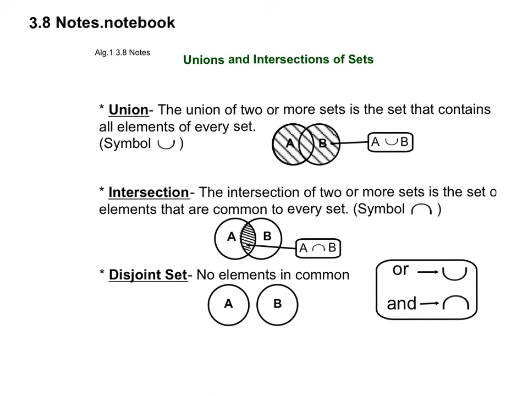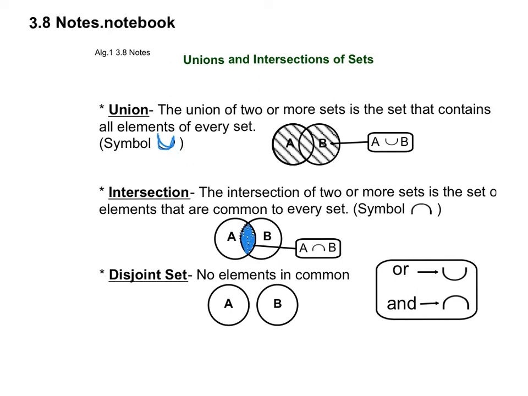The union of two or more sets is the set that contains all elements of every set, and we notate that by this U-shaped symbol right here. That's what we're talking about. And the intersection of two or more sets is the set of elements that are common to every set. So on an intersection, we've got this filled in area right in here. It's got to be common to both. In a disjoint set, no elements are in common.